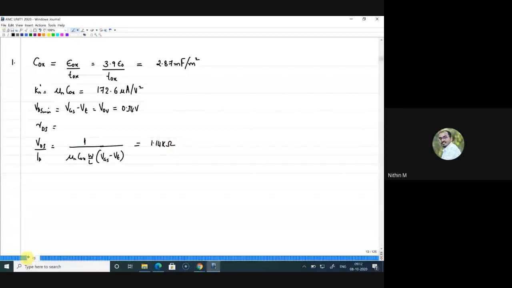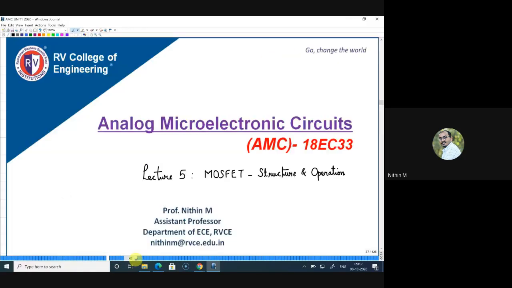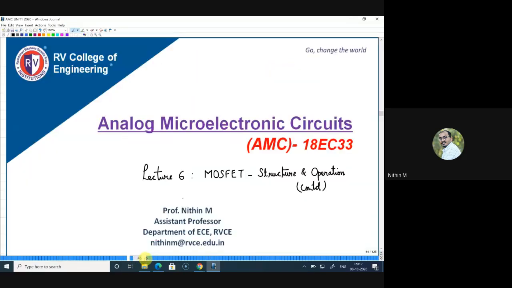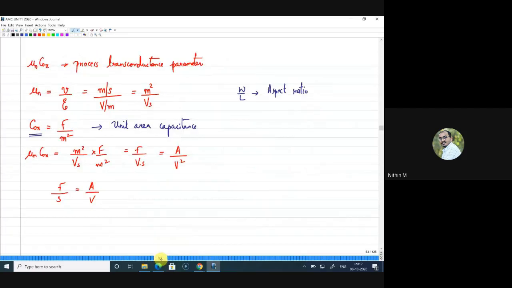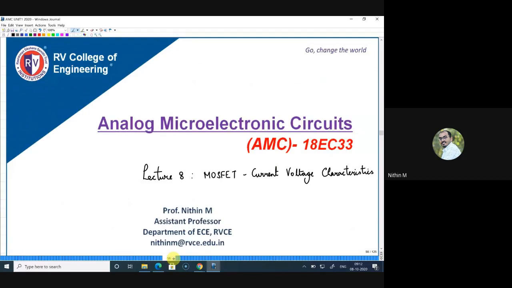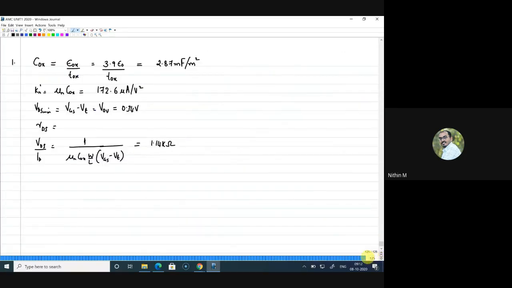Sorry, sir. Yeah. If you remember, I can just take out. I hope we have done that in class. Yeah, this one. 1 by mu n Cox W by L into VGS minus VT. That is the resistance R, and it is 1.14 kilo. Yes, very good. So that is your first question. Similarly, you can try out the second question.